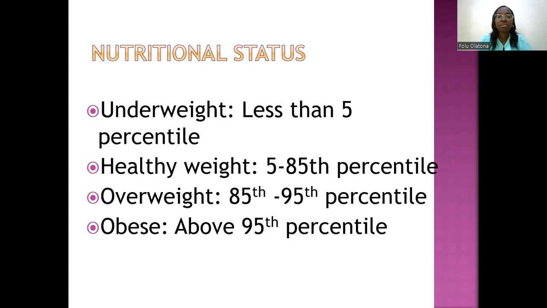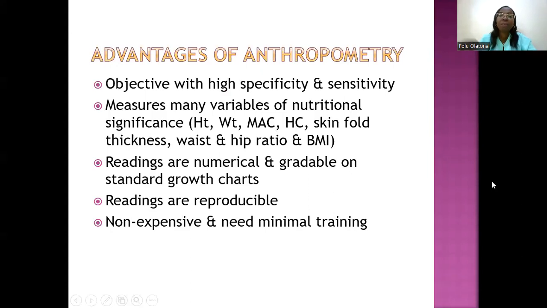So if you pick an adult, all you need to, no, I'm still talking about percentile, not for this chart that we just looked at. It's different from the weight for age, height for age. This one is BMI for age. And on this chart, underweight is still less than 5th percentile, healthy weight 5th to 85th, just as we discussed earlier. What are the advantages of the anthropometric method?